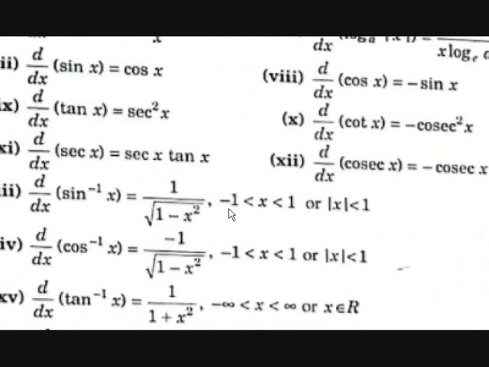And if you want the derivatives of inverse trigonometric functions, d by dx of sine inverse x is 1 by root 1 minus x square. Sine inverse x, it is 1 by root 1 minus x square. Okay, here the condition is minus 1 is less than x is less than 1. Means x should be in between minus 1 and 1, or modulus x should be less than 1.